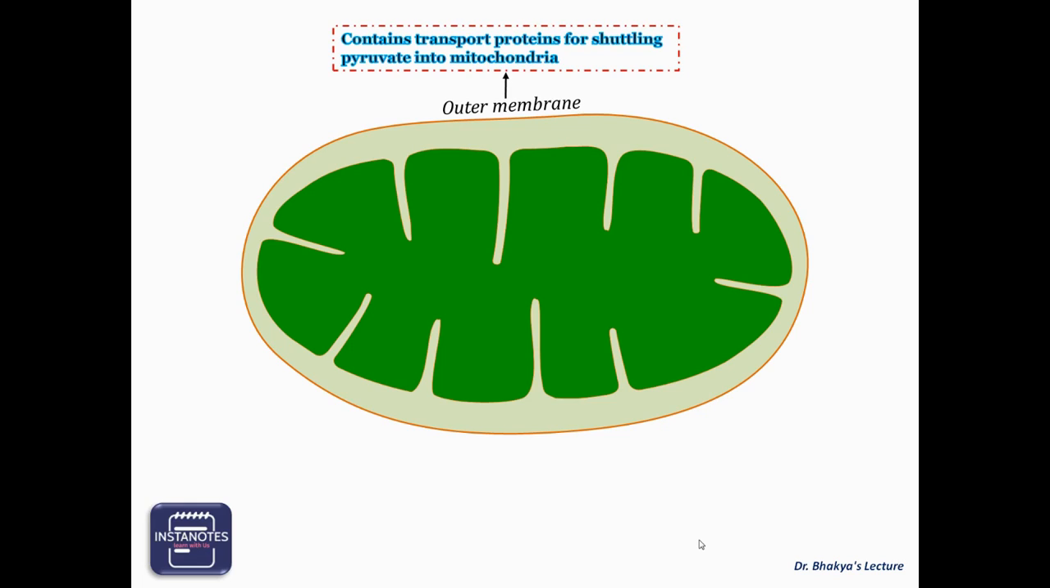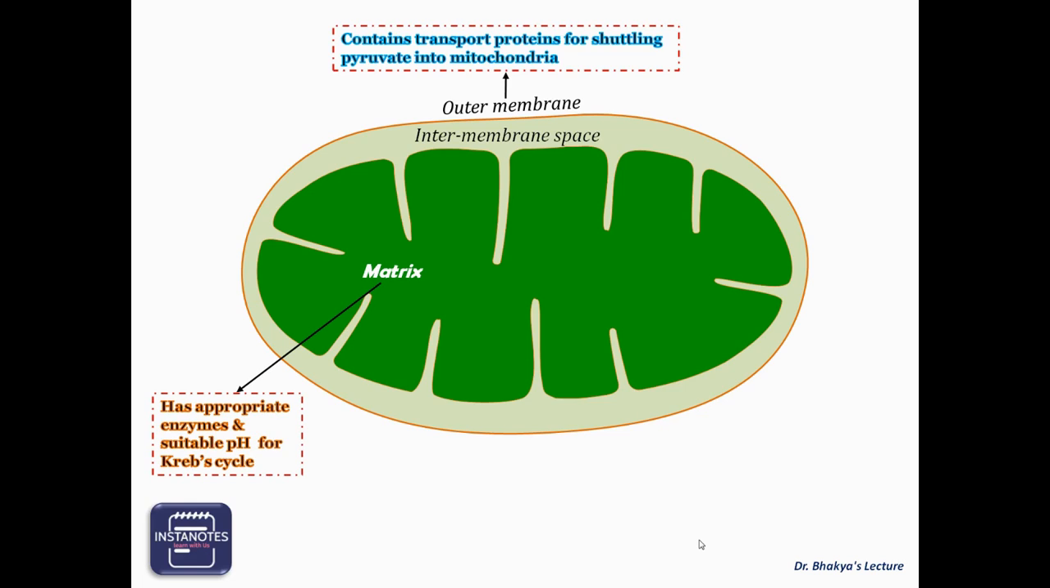Let's look at the individual functions of the membranes of the mitochondria. The outer membrane contains transport proteins for shuttling pyruvate, which is the end product of glycolysis, into the mitochondria. This is the intermembrane space between the outer and the inner membrane. The matrix region has appropriate enzymes and suitable pH for the Krebs cycle reactions.